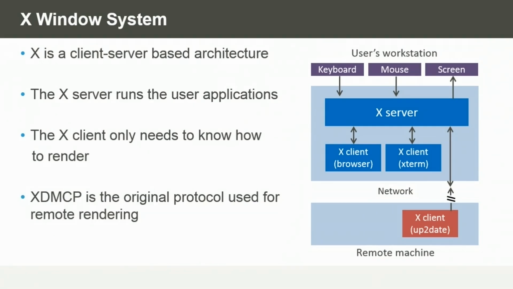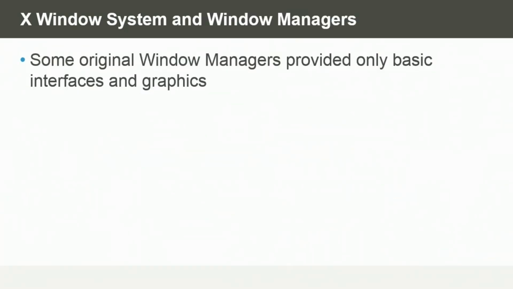XDMCP is the original protocol that is used for remote rendering. It stands for Display Manager Control Protocol. So not only can we run Xwindows graphical types of applications locally on a Linux host, but they can also be rendered over a network connection.